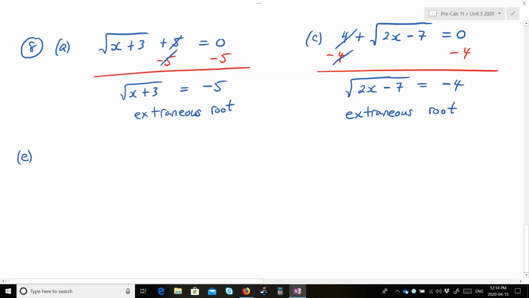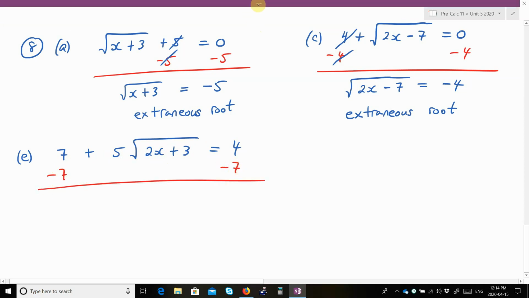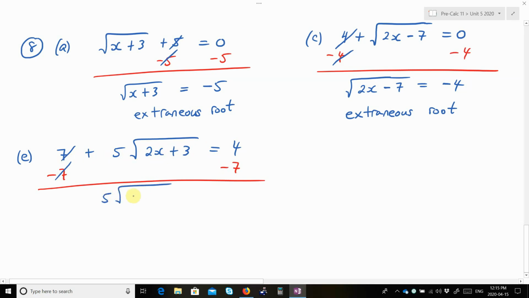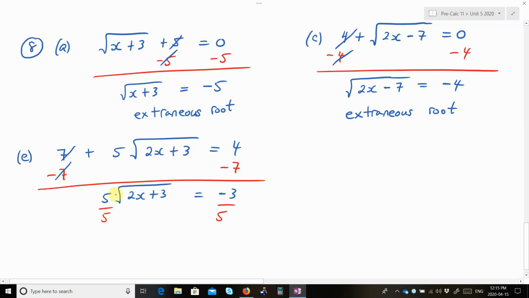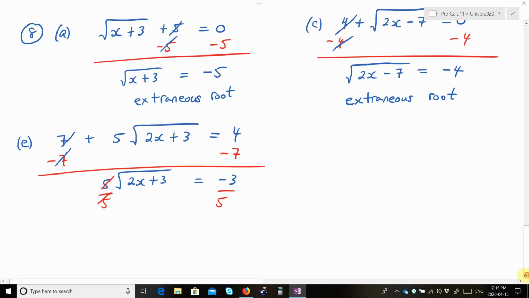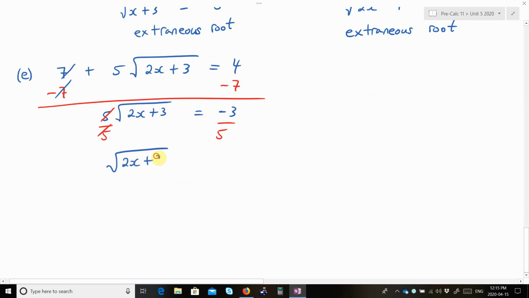Okay, how about part E, 8E? 7 plus 5 times the square root of 2x plus 3 equals 4. If you subtract 7 from both sides, we end up getting 5 times the square root of 2x plus 3 equals negative 3. Divide both sides by 5, and you'll notice that we are going to get a square root being equal to a negative. And so this will have an extraneous root. Again, because you can't have a negative answer from a square root.